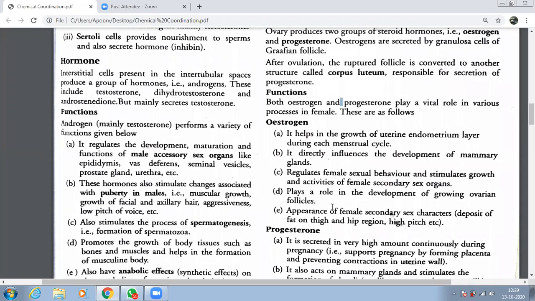Just remember the keywords. The first point keyword is accessory sex organs. Second point keyword is puberty in males. And the third keyword is spermatogenesis. So the third function would be to stimulate spermatogenesis, that is formation of spermatozoa. Just learn the keywords, the three points will be clear for you.